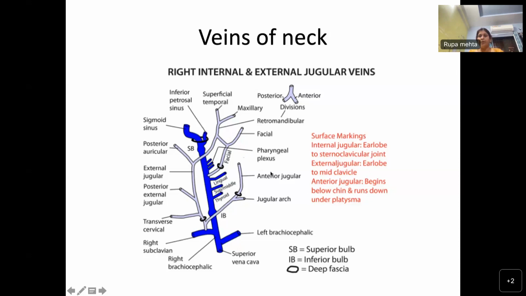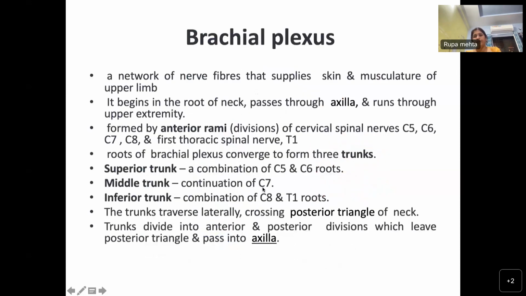It is paired, anterior jugular here, and here you have 2 anterior jugulars, which also form a jugular venous arch, which you can see here. Anterior jugular also drains finally into EJV, and both of which drain into the subclavian. So these are the various veins of the neck.